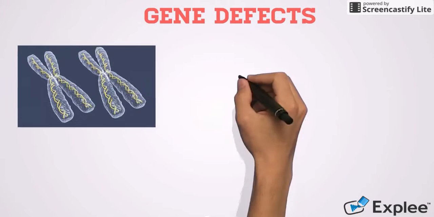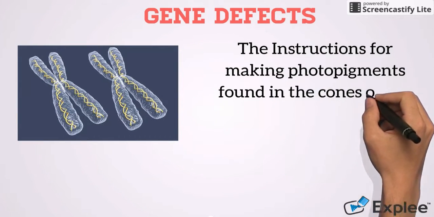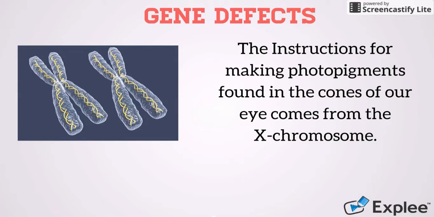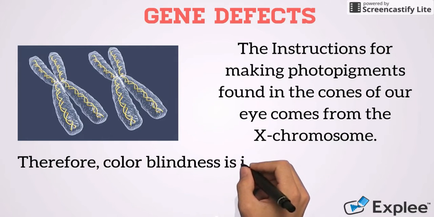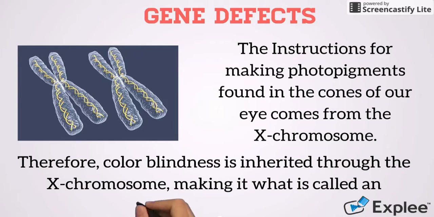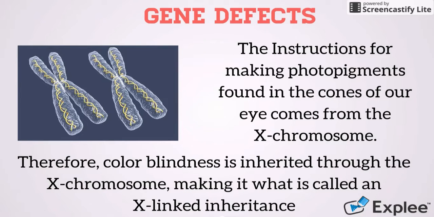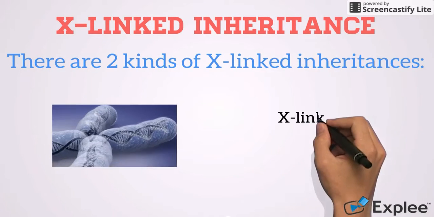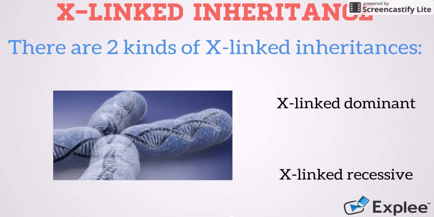The instructions for making photopigments found in the cones of our eye come from the X chromosome. Therefore, color blindness is inherited through the X chromosome, making it what is called an X-linked inheritance. There are two kinds of X-linked inheritances, X-linked dominant and X-linked recessive.